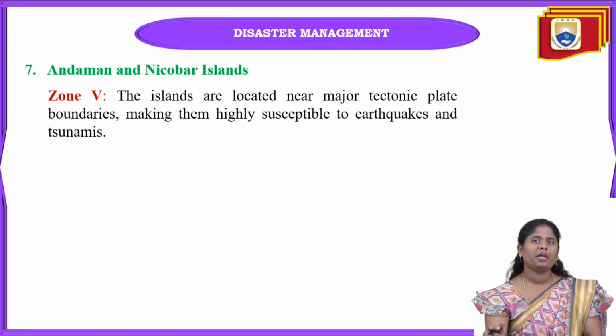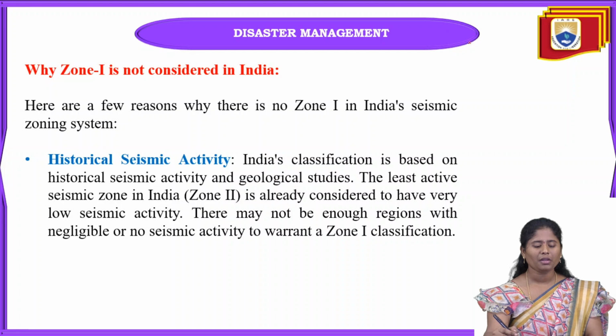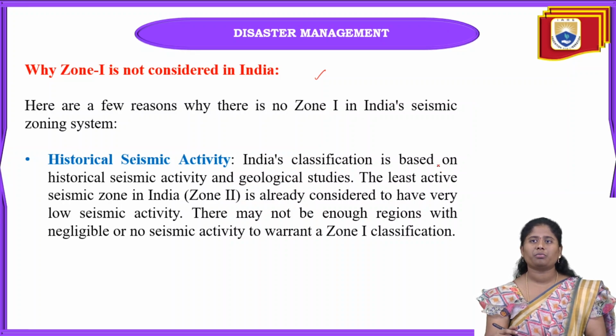And next one is Andaman and Nicobar Islands. This comes under zone 5 only. Why? Because, as I already told you, there are tectonic plate movements which make them very prone to zone 5 areas here. And next one is why zone 1 is not at all considered in India. By seeing these following factors only, India cannot come under zone 1 here. First one is historical seismic activity. India is classified based upon the historic seismic activity and also the geological studies.